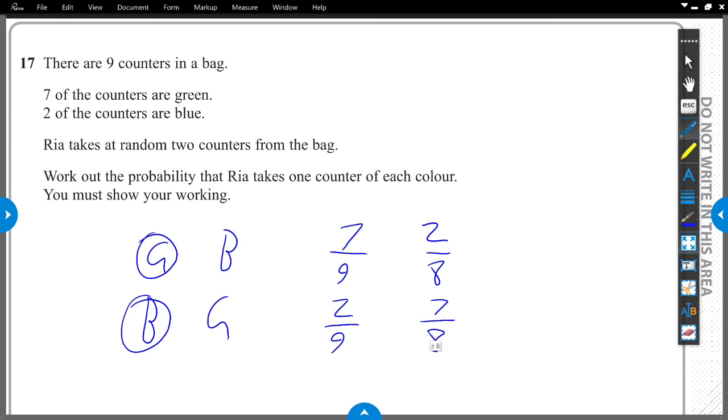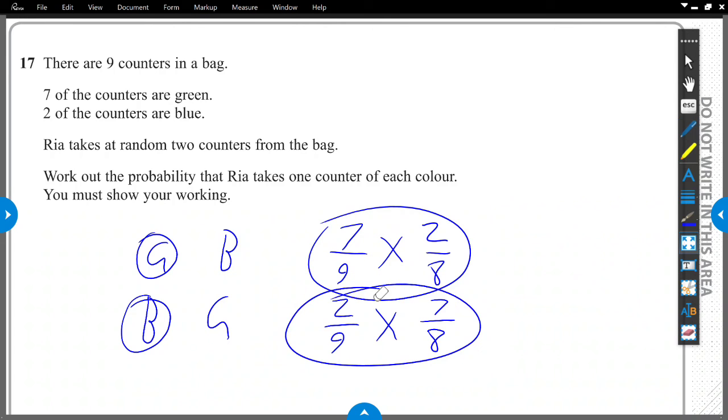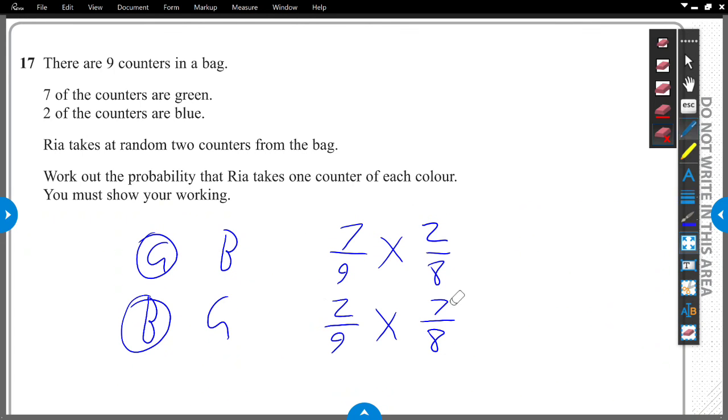Now in statistics, if you want the probability of 2 events happening, which are independent, then you can times them together. So this and this, that's going to give me the probability of getting green and then blue. And I can times these together. And then finally, I can add these together because I want this event or this event. And in statistics, if you want either event to happen, you can add those.